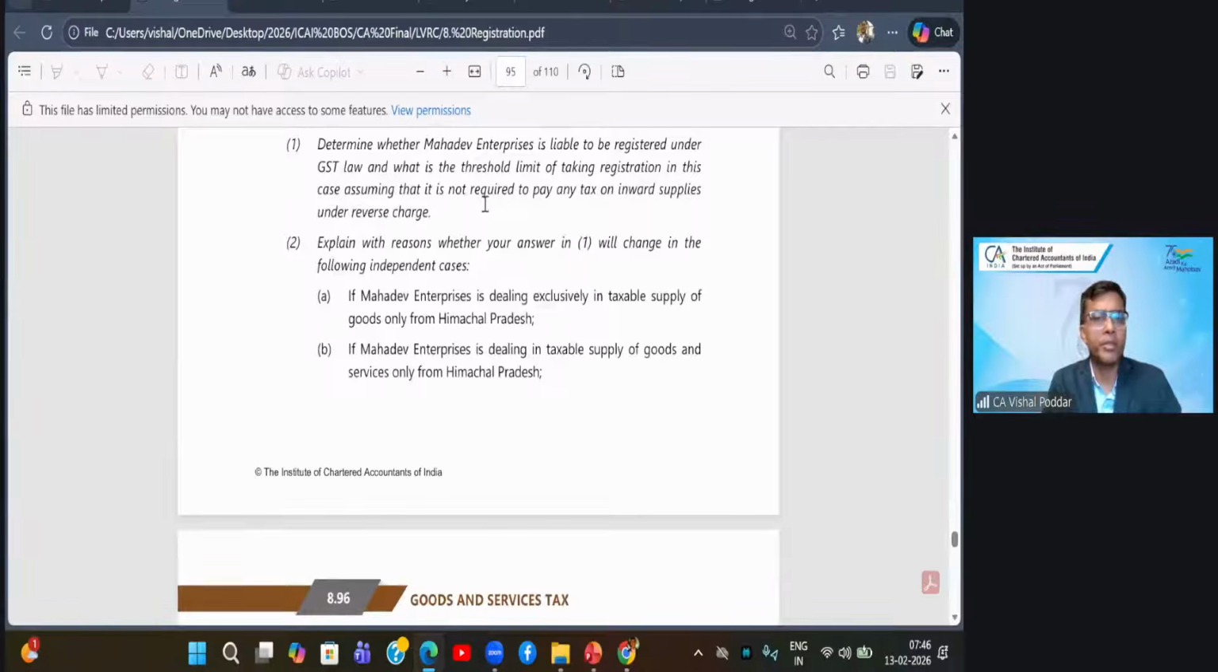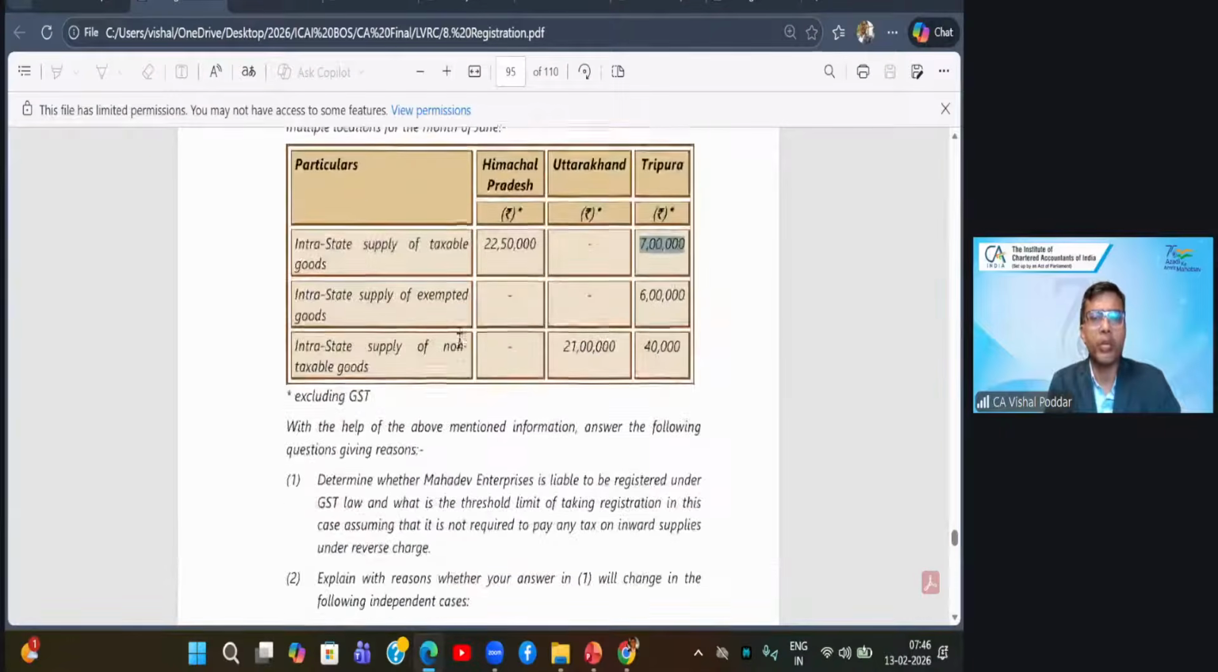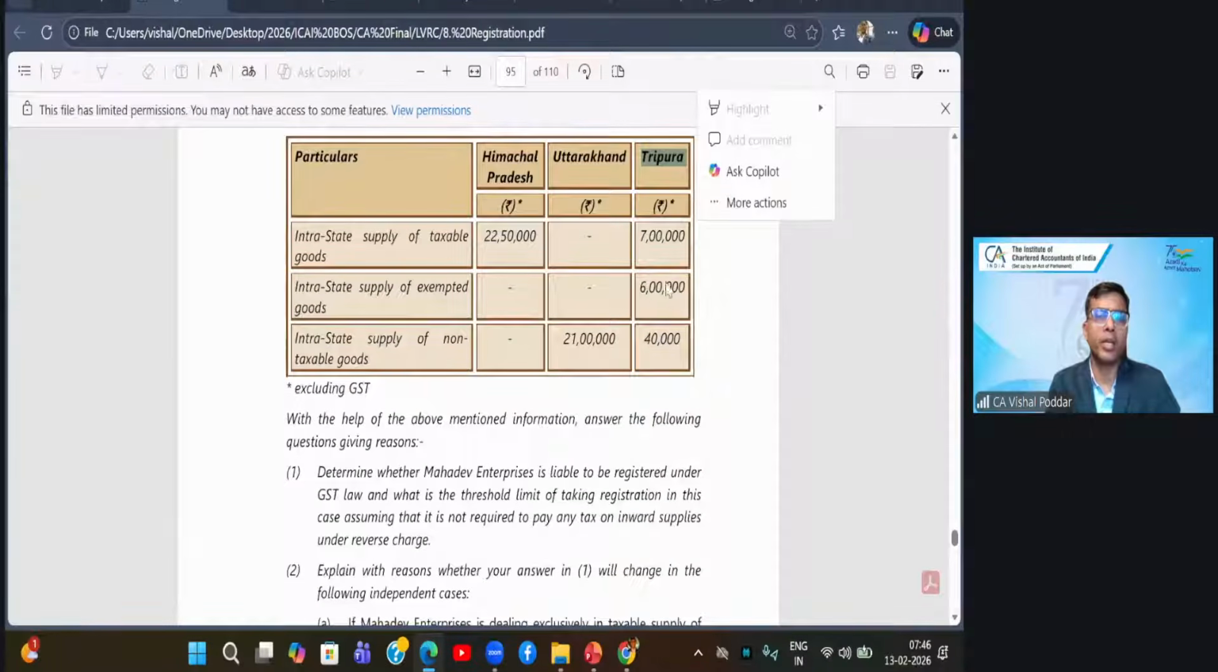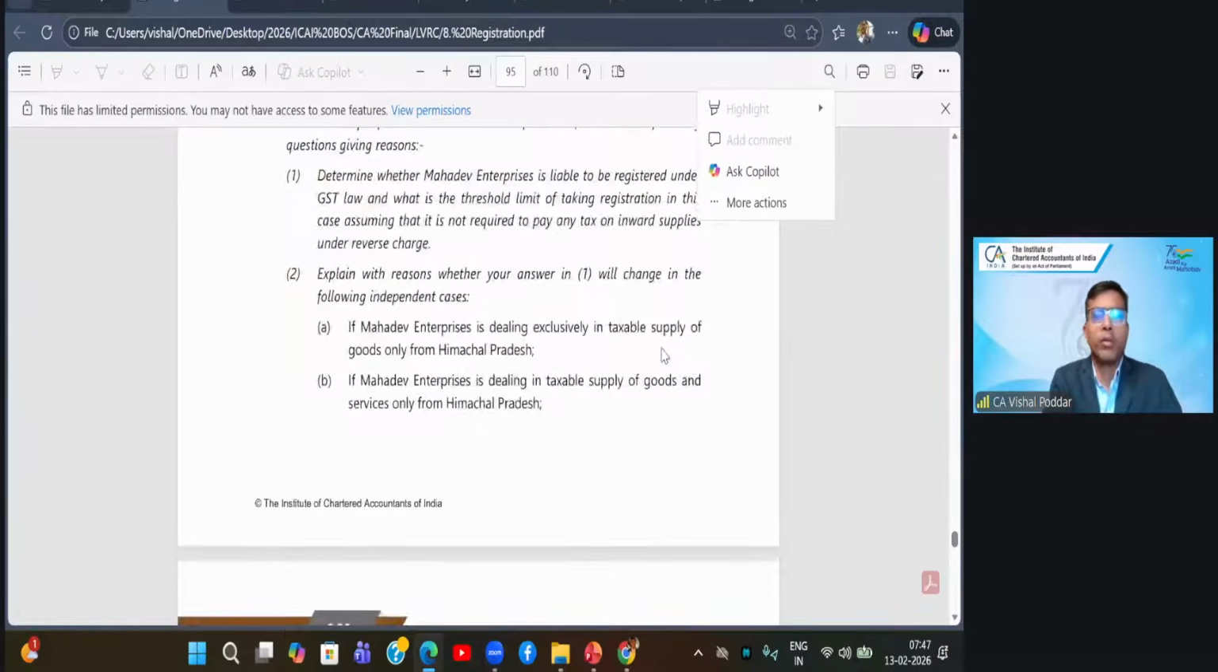So the only change in my answer is that in this revised scenario, our original answer said that you are not required to take registration in Uttarakhand, but you are required to take in Himachal and Tripura. Now my revised answer is you are also not required to take in Tripura, because now they are assuming this 7 is also exempt in Tripura. Then Tripura will be dealing exclusively in exempted goods and also non-taxable goods. So both are treated as exempt supply. And hence now Tripura will not be required to take registration. So now only Himachal will be required to take registration. This will be your revised answer.